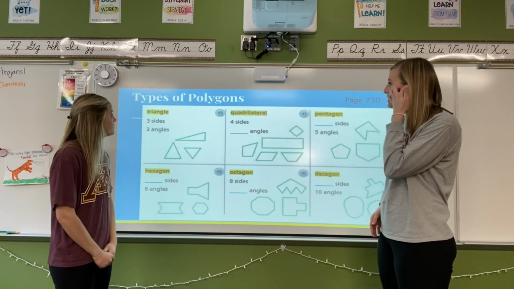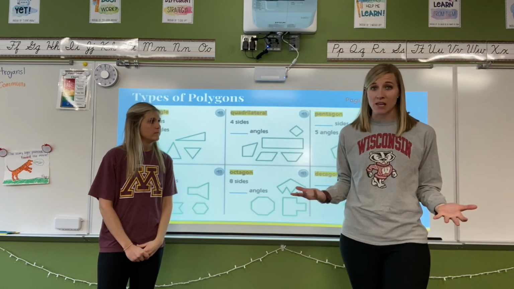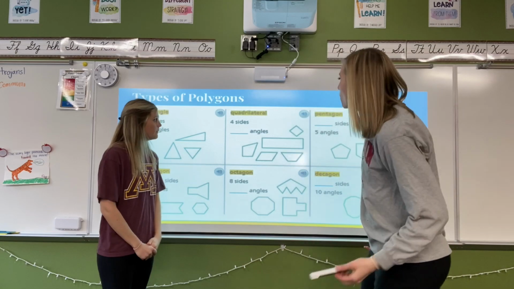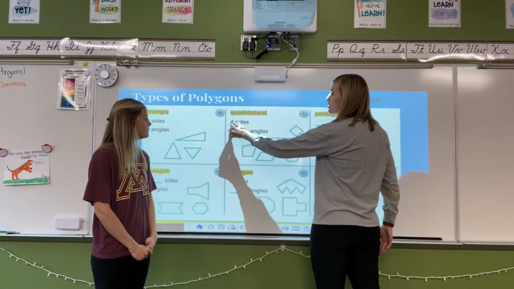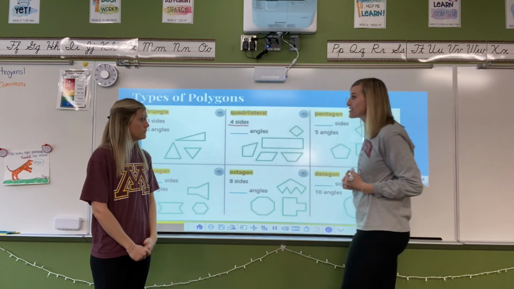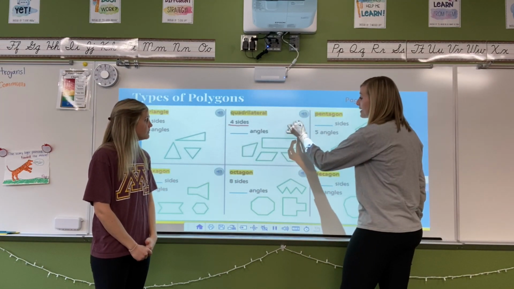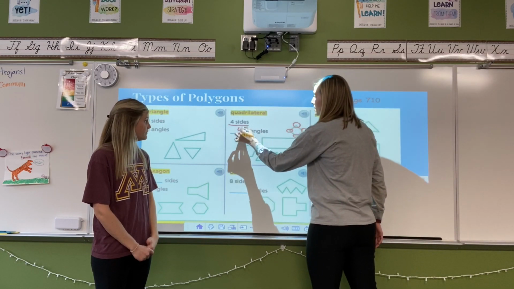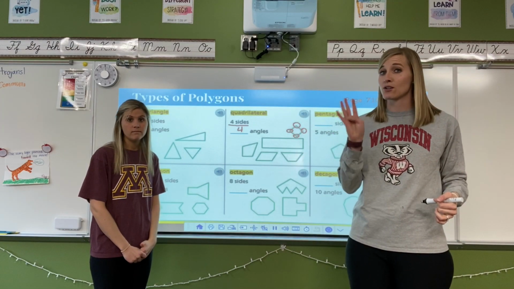Okay. So the next one is called a quadrilateral. Say it with me. Quadrilateral. Kind of a big word. So a quadrilateral is a shape that has 4 sides. With 4 sides, it also has 4 angles. So a quadrilateral has 4 sides and 4 angles.